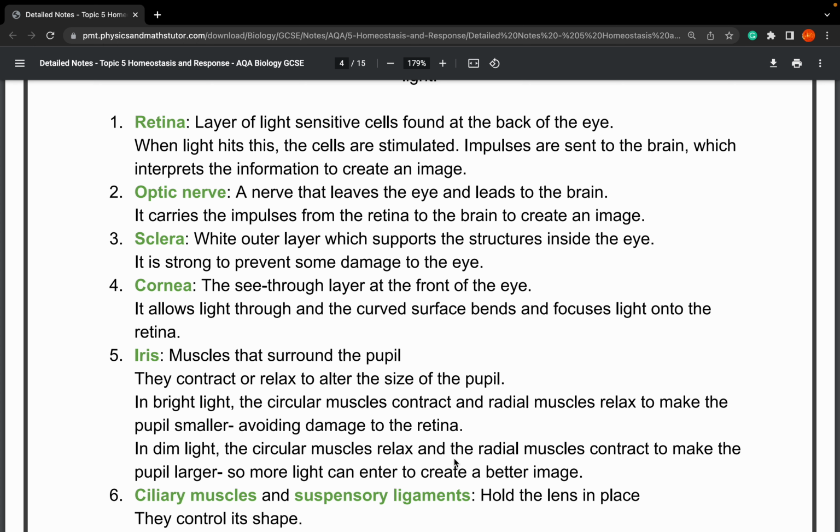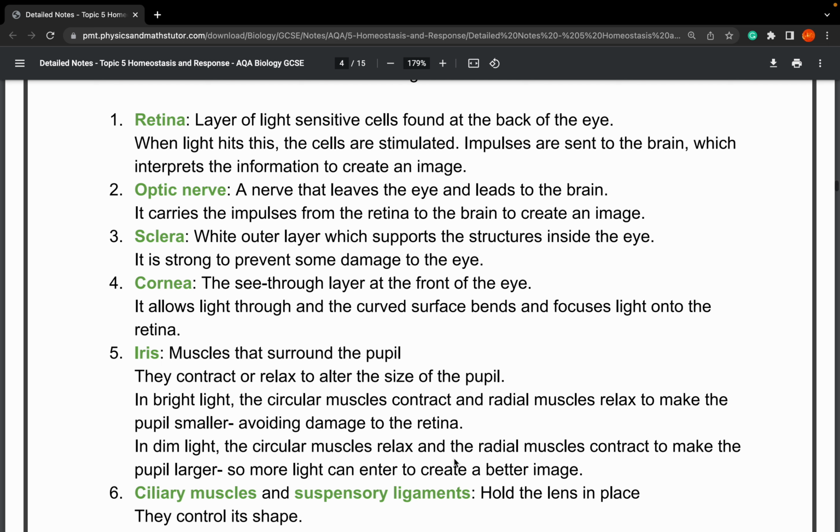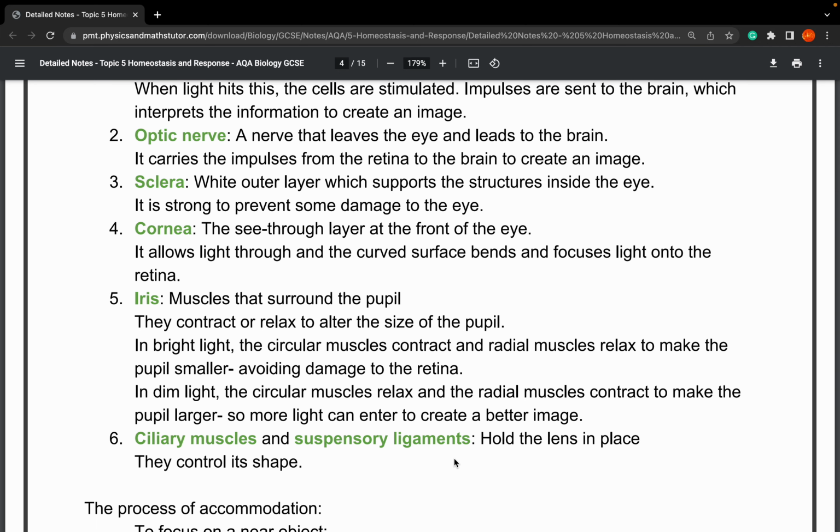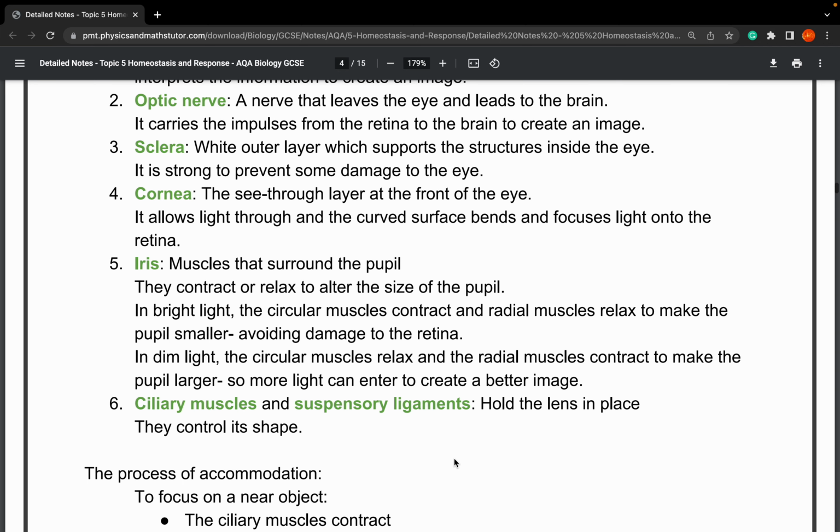Okay. And iris is the one which is the muscle inside the cornea. If you look into the cornea with a torchlight, you can see there is something like a diaphragm. It is known as iris. That is the muscle which will relax to allow more light to go in, or contract also.